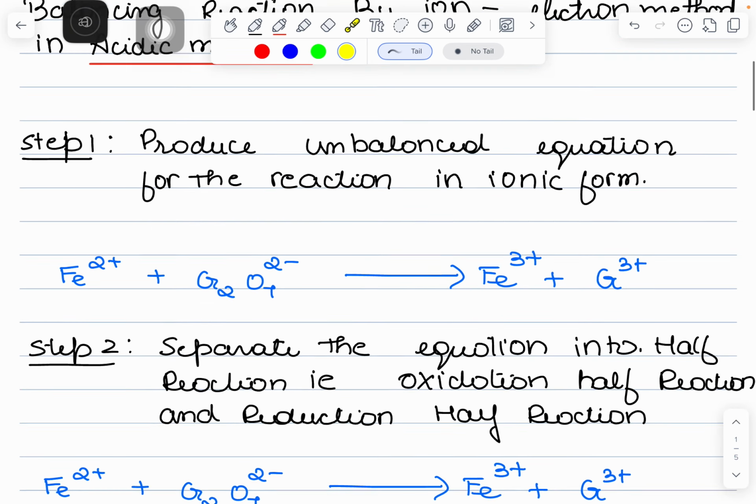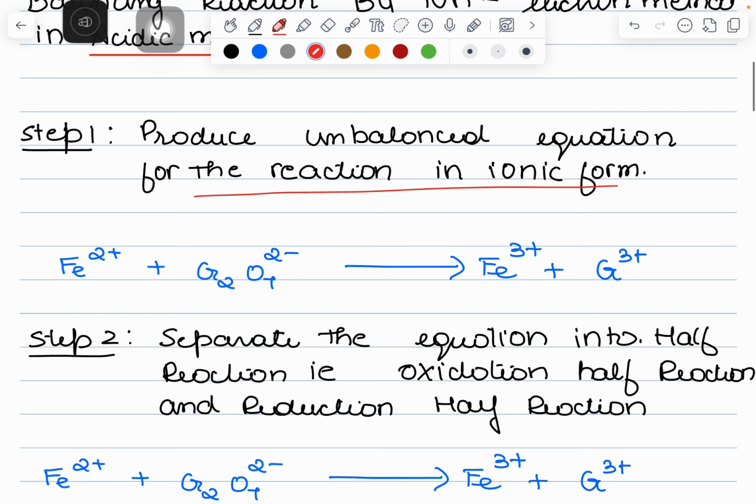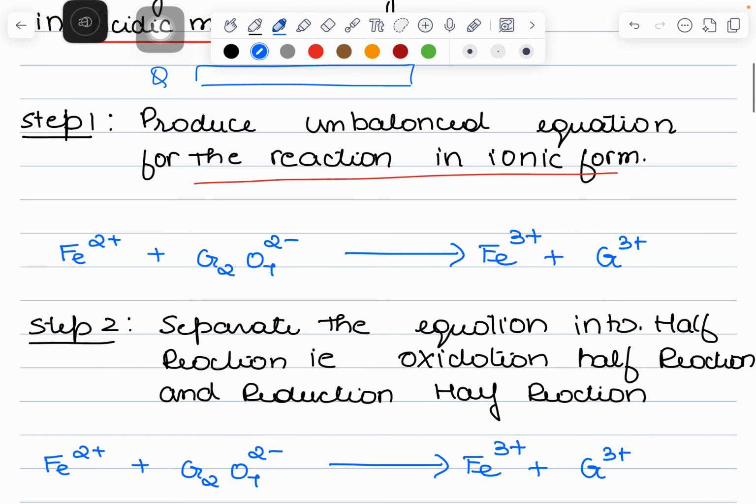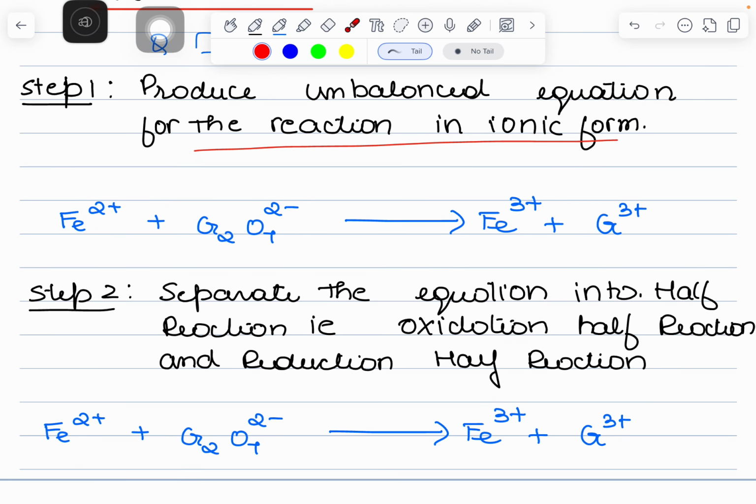So let's begin with step 1. It says: write the unbalanced equation for the reaction in ionic form. That means whatever redox reaction you get in the question, you have to write it in an ionic form, meaning with charges. Usually in the question paper they give the ionic form directly, rather than the molecules.